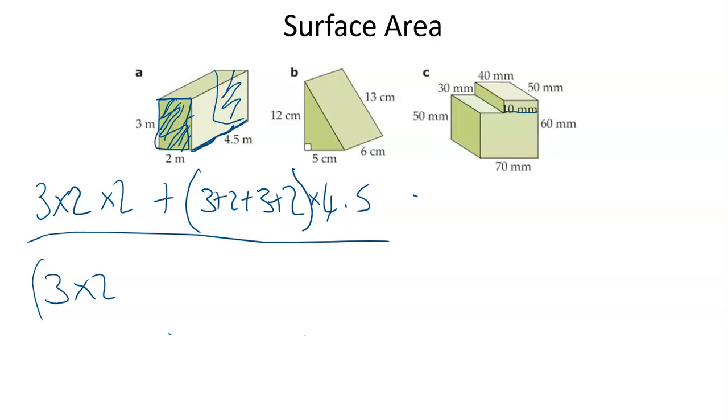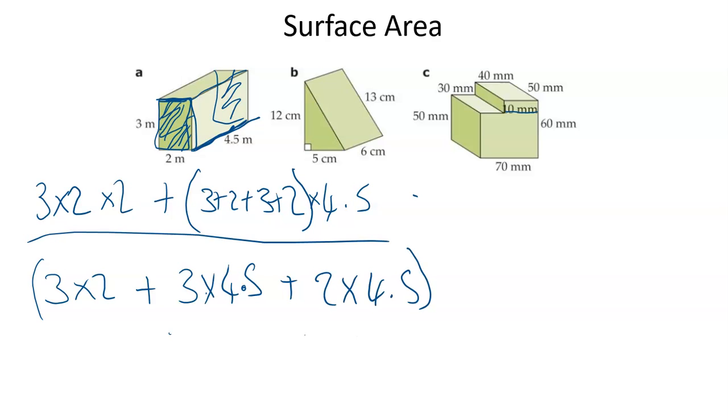So 3 times 2 for the front, plus 3 times 4.5. Sorry, 3 times 4.5, plus, and then the top is 2 times 4.5. And then, of course, we've got 6 faces, not just 3, so you'd have to double the whole thing. Make sure you've got it in the bracket so the whole thing gets doubled. And again, you can just type that all onto the calculator.